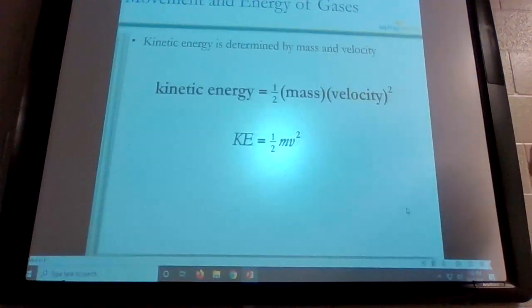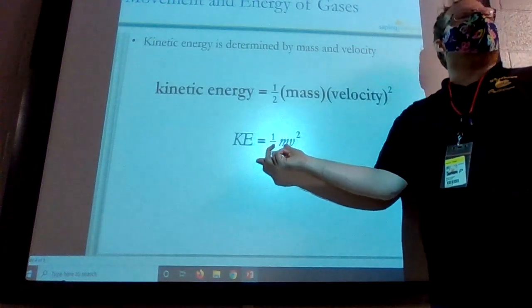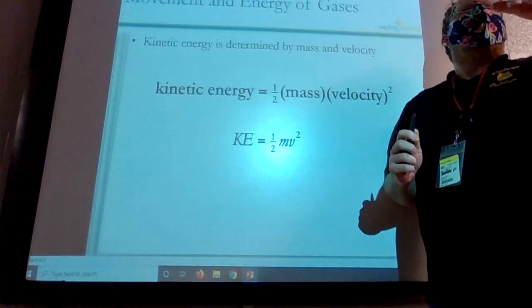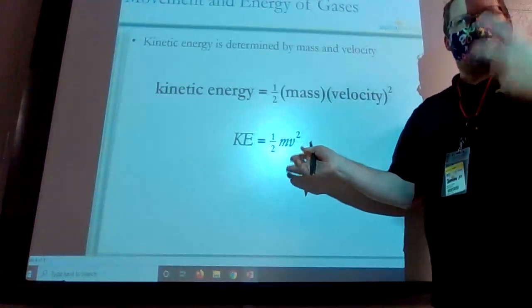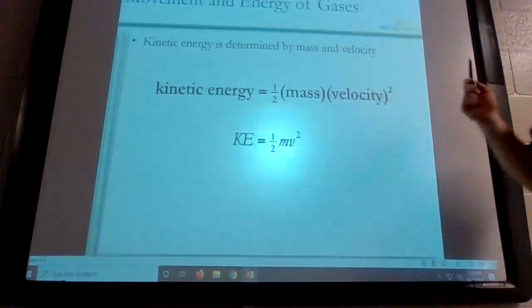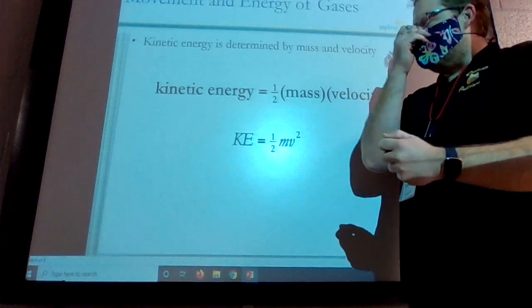Kinetic energy is determined by mass and velocity. This is a physics equation. We will not use this equation, but one of the good news is we will have some nice, easy equations to use for these sections. You just got to get used to using them, and it'll be a lot easier than stoichiometry.